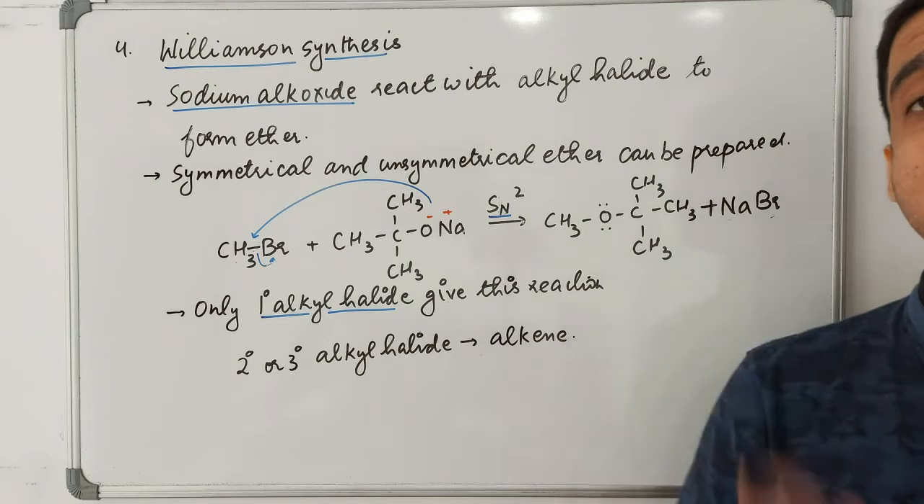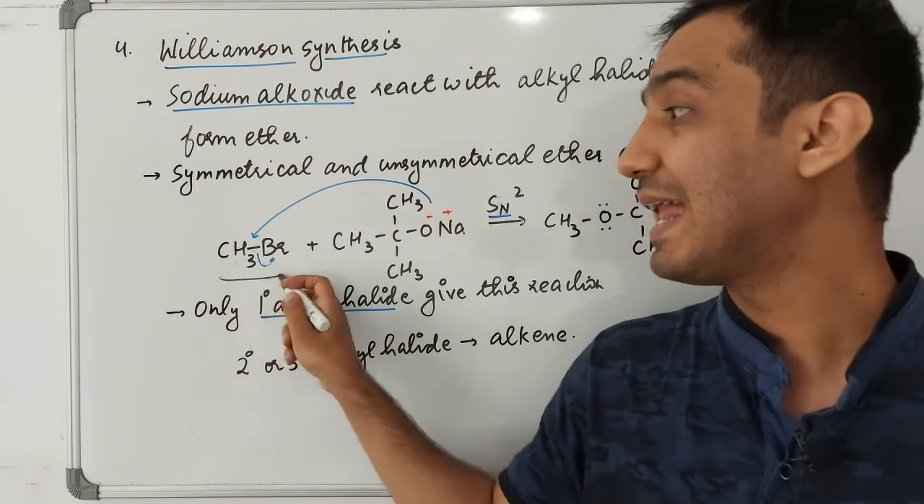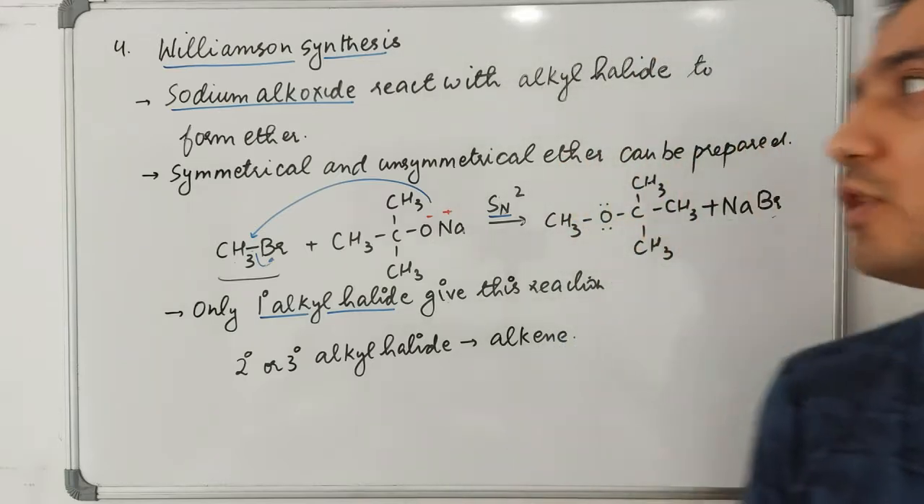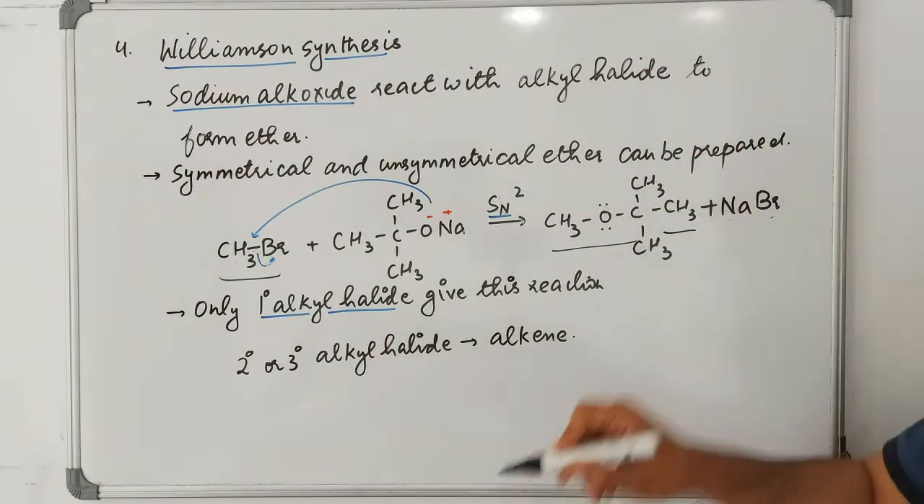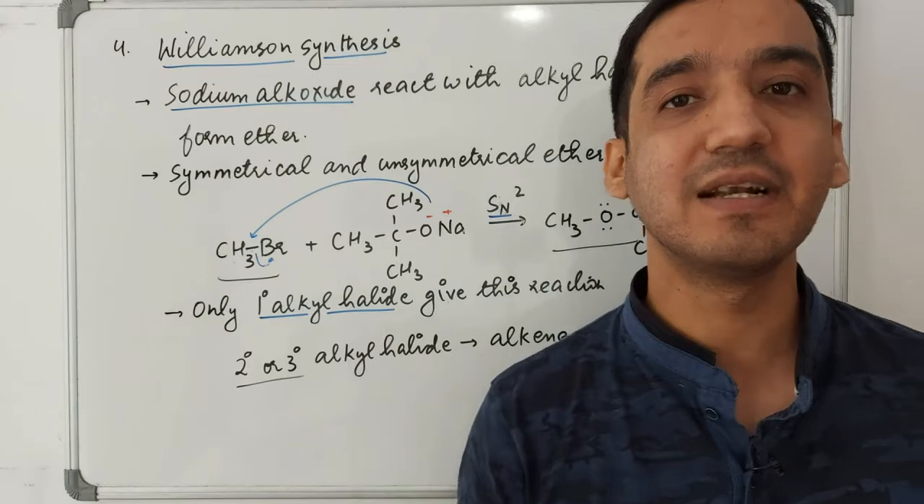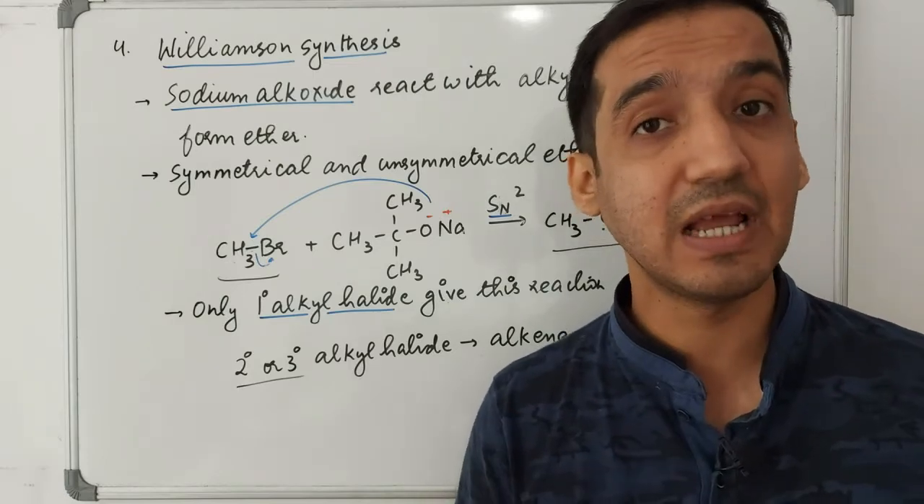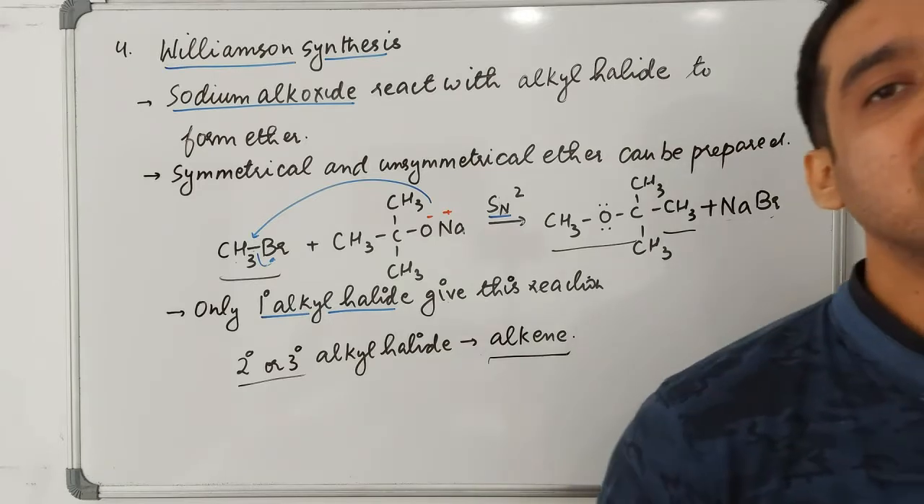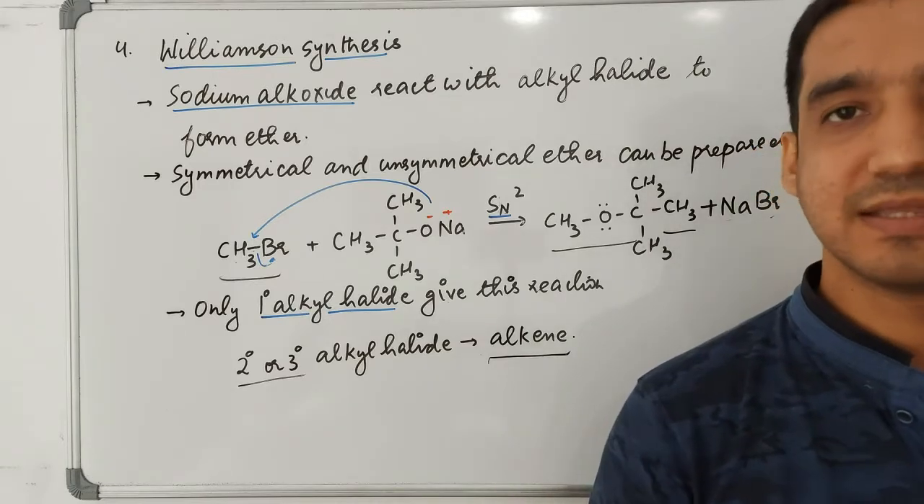And remember, this reaction is only possible when the alkyl halide you have taken is primary. When you have taken a primary alkyl halide, then you can get ether. But if you have taken a secondary or tertiary one, elimination reaction happens, resulting in the formation of alkene. So this reaction is called the Williamson synthesis.